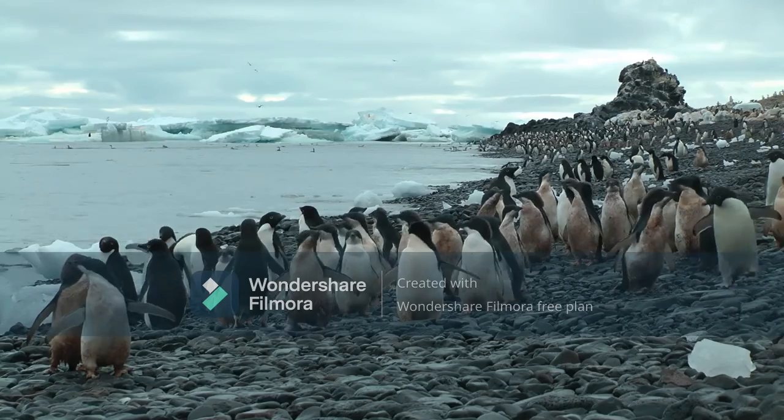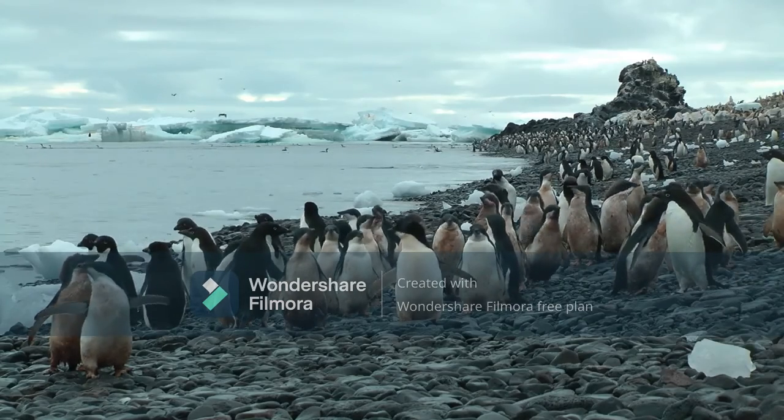Oh, also, these groups are called colonies. That's what the group of penguins are called.